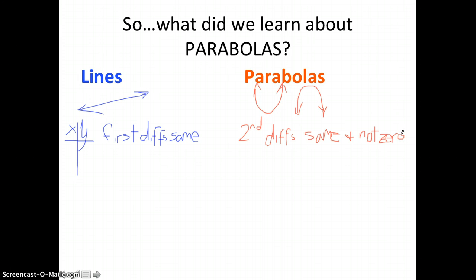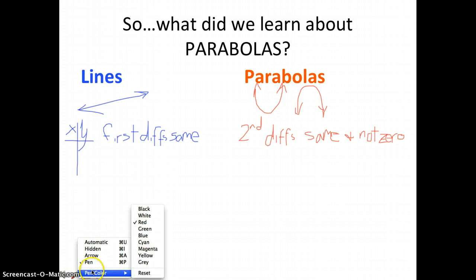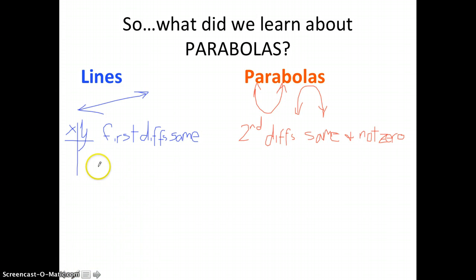Okay, other things that you might have looked at. The straightness of the graph, the first differences being the same. Because the first differences are the same, that means that you have what we call a constant rate of change. You might have written it that way. Parabolas don't have that. They have a changing rate of change. We can see here, it doesn't go up and down by the same amount because, first of all, it goes down and then up. That's a totally different thing. So it's not a constant rate of change.